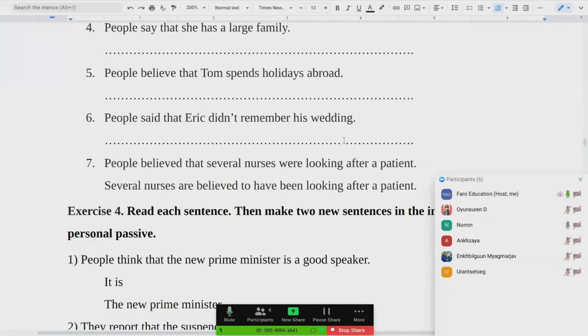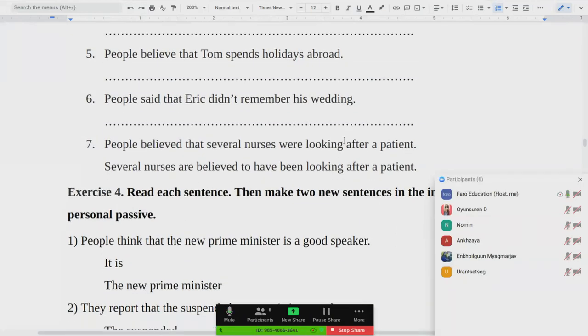People believe that Tom spends holidays abroad. It is believed that Tom spends holidays abroad. Tom is believed to spend holidays abroad. Good.